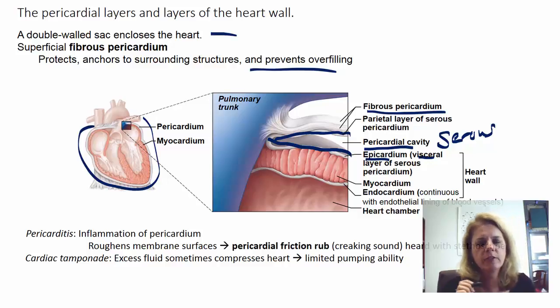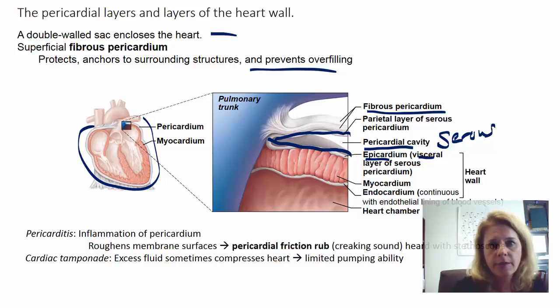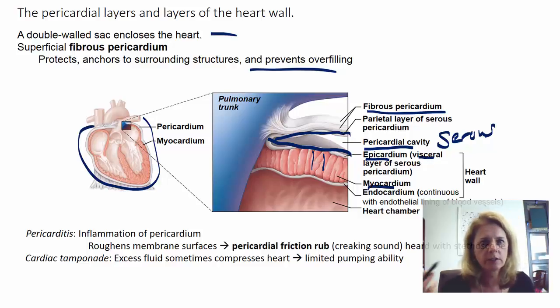Okay, so we've been using visceral pericardium a lot before in earlier anatomy. Now we're going to change the name and call it the epicardium. All right, just below the epicardium you have a layer of muscle. So myo means muscle. This is the myocardium. This is the cardiac muscle that's actually contracting and causing the heart to beat and move the blood.